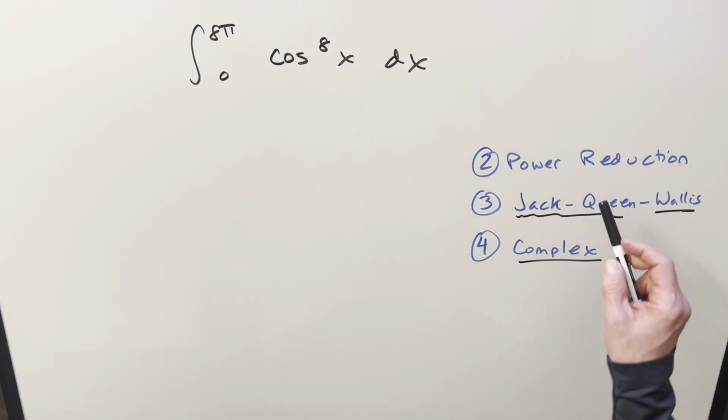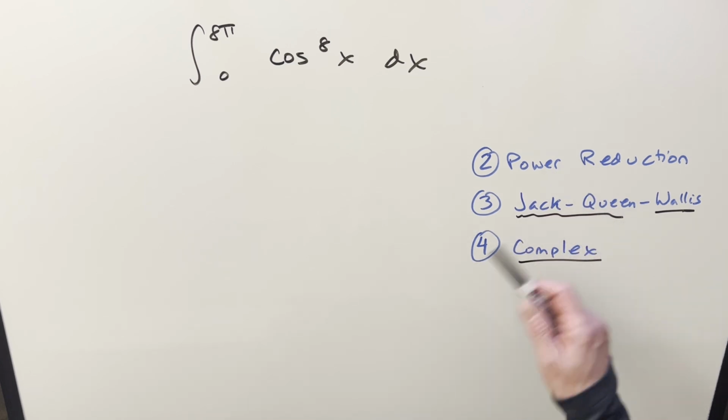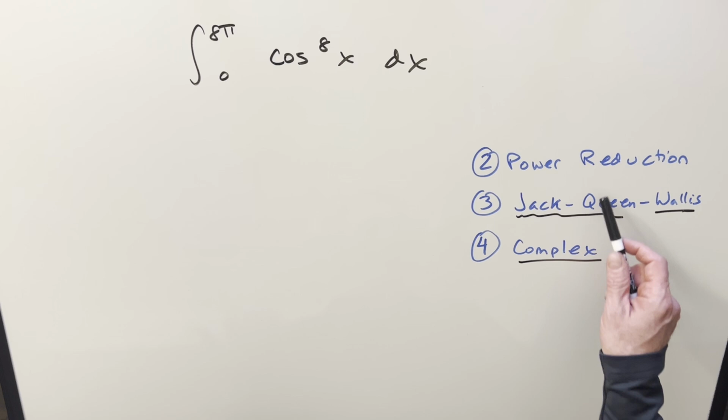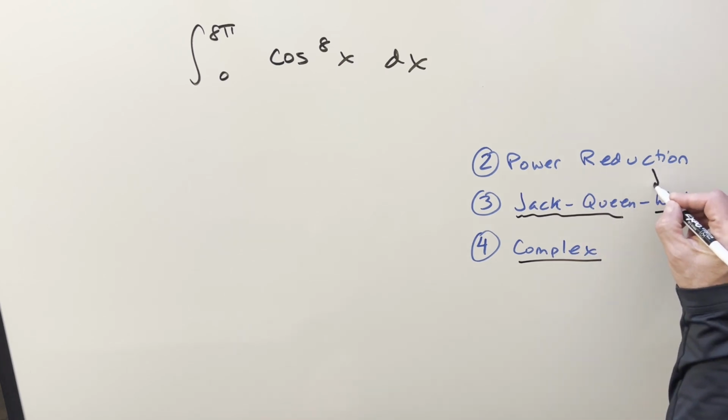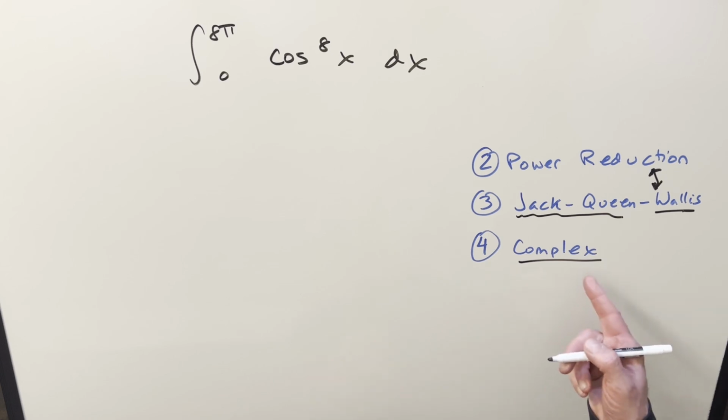Method number 2, power reduction. This is going to be fast. This with Wallis integral, this is going to be fast. I kind of prefer number 2, but these are really similar, so not too much difference between these here, really. It's just kind of taste, probably.